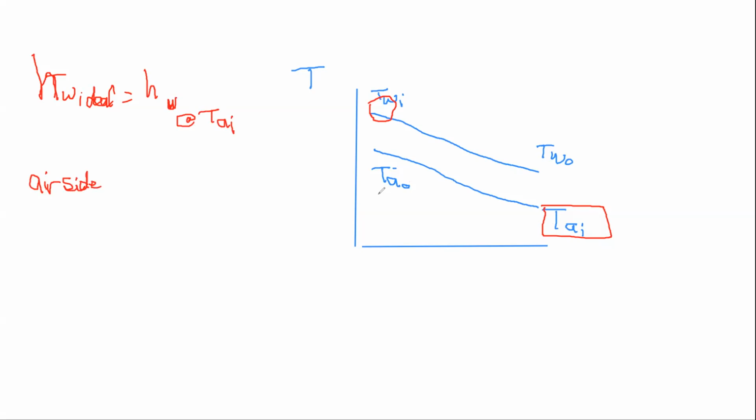If I'm looking at H air ideal, now you can tell me by looking at the figure. It should be H air at, since air is going to be heated, what is the highest temperature? The water inlet. Yes, T water in. So this is how to determine the ideal cases.